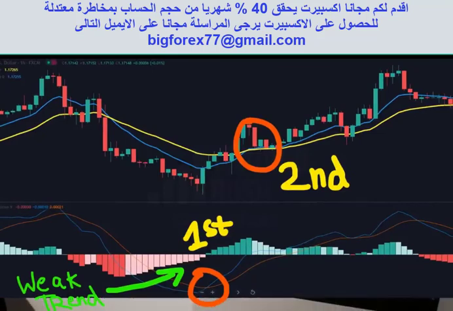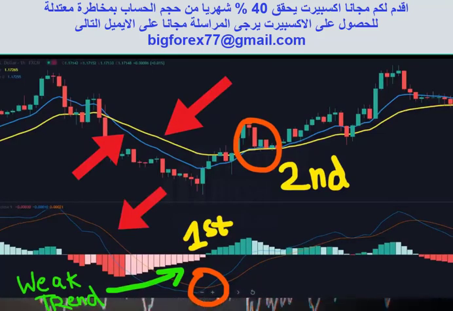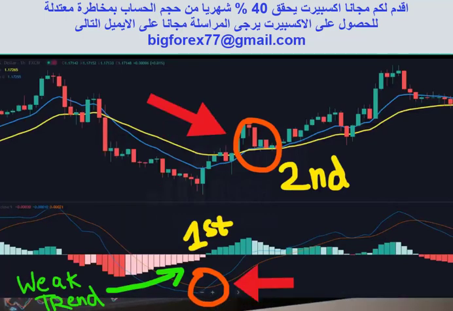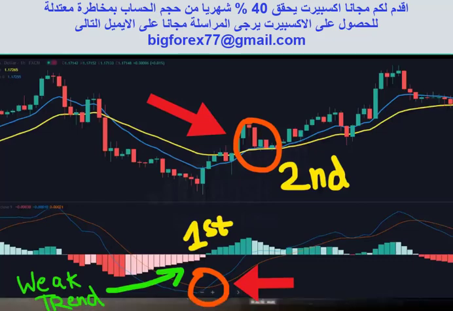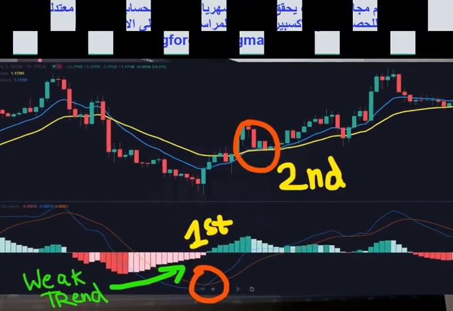In fact, if you plot 26 and 12 period exponential moving averages and the MACD indicator on the same chart, you will see that MACD gives an entry signal crossover way before the 26 and 12 period exponential moving averages. Well, now you know a little bit more about the MACD indicator.